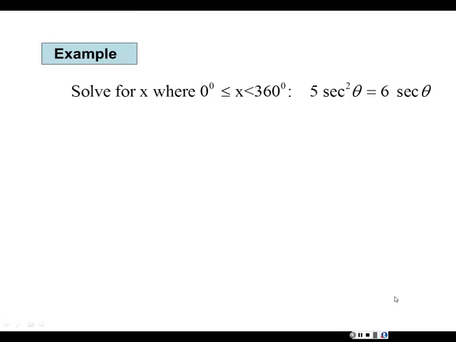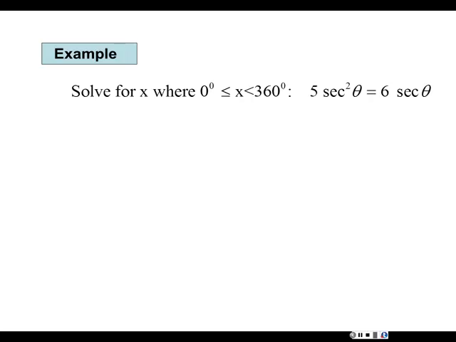All right, so here to make the right side 0, you can subtract 6 sec theta from both sides. Then in the left side you will have 5 sec square theta minus 6 sec theta, and the right side you have 0, so it's equal to 0. Now you are ready to do some factoring.